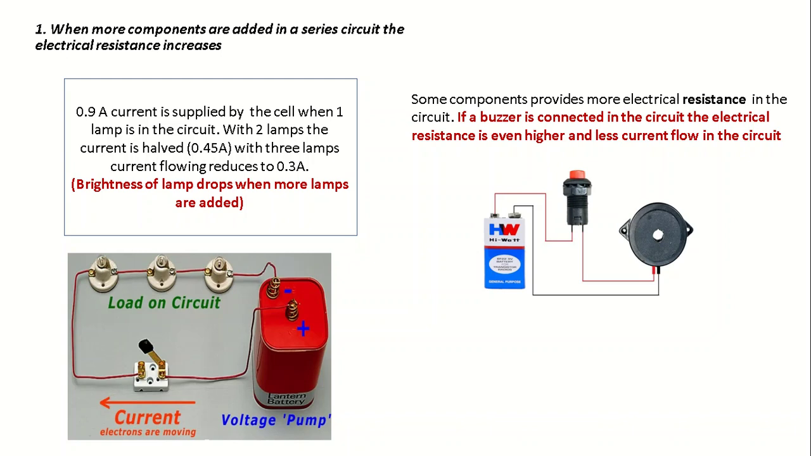Okay? It means that the more the number of components you have in a series circuit, the more the electrical resistance. Some components can provide more electrical resistance than others. If you have a buzzer, for instance, connected instead of a lamp, using the same battery or cell, you tend to have less than 0.9 amps flowing through it, showing that a buzzer has a higher resistance compared to a lamp.